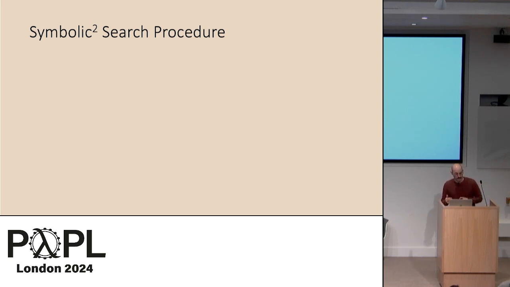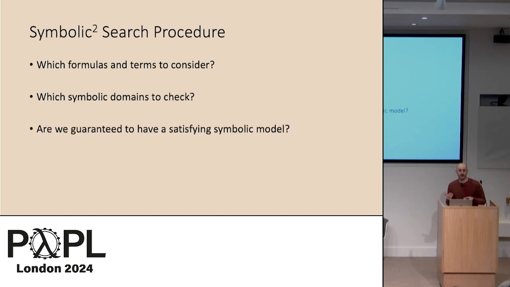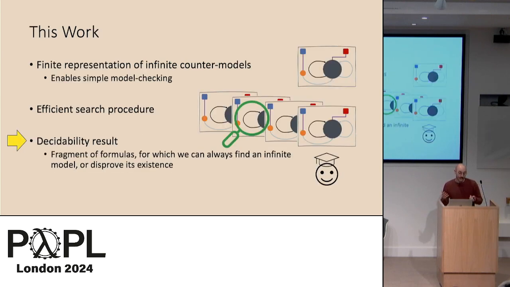phi. Great. So the next question is, okay, so what's the template? How do we find the correct template to use? So which formulas do we need? Which terms do we need to consider? Which symbolic domains? And maybe most importantly, are we guaranteed to have a satisfying symbolic model? And the answer is yes, but only in some cases. So this leads us to our decidability result.